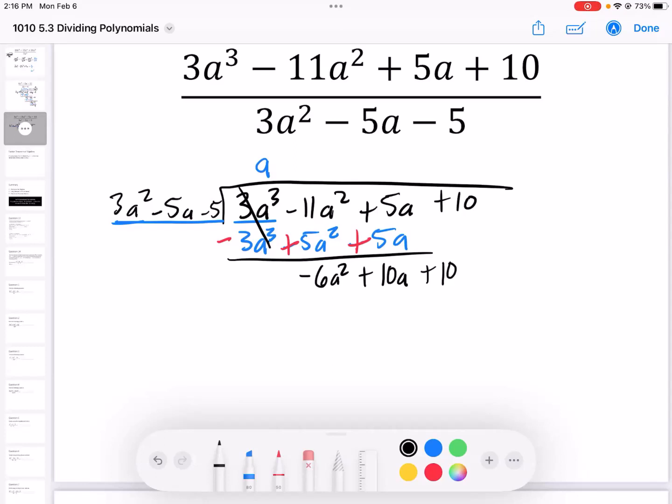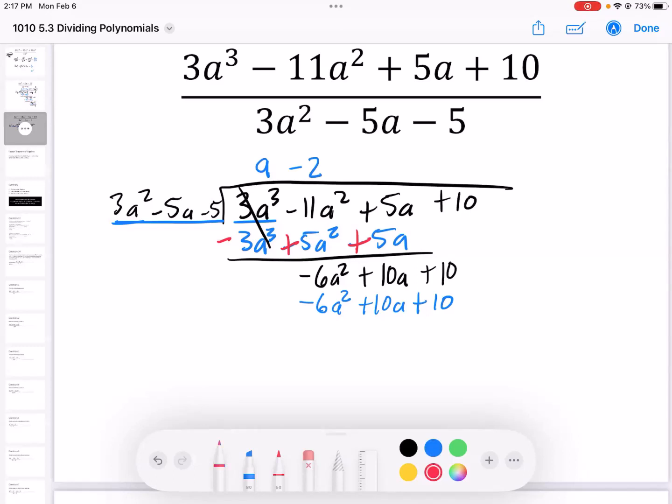I say if I have negative 6a squared divided by 3a squared, what does that equal? Yep, negative 2, because negative 6 divided by 3 is negative 2. A squared divided by a squared, both of the a's cancel out, and so you just get negative 2. And when I multiply that, I get negative 6a squared plus 10a plus 10. That's because negative 2 times 3a squared gives me negative 6a squared, and negative 2 times negative 5 is a positive 10. So I get positive 10a and then positive 10 for my constant.